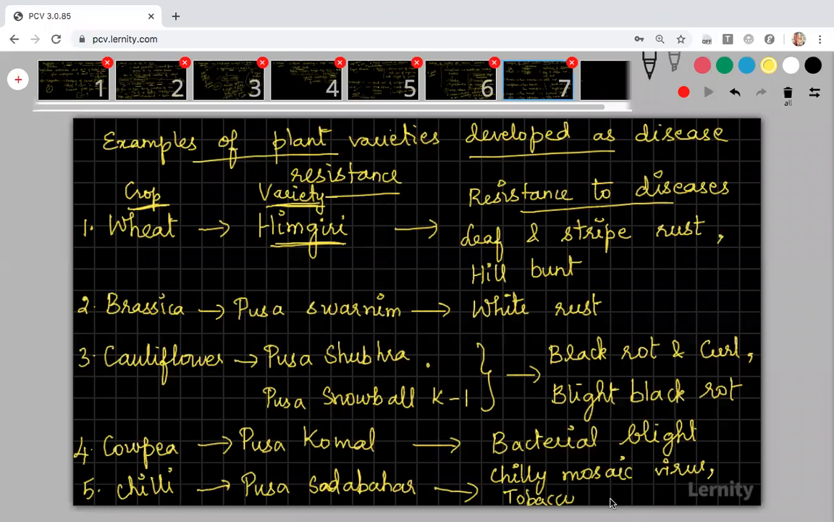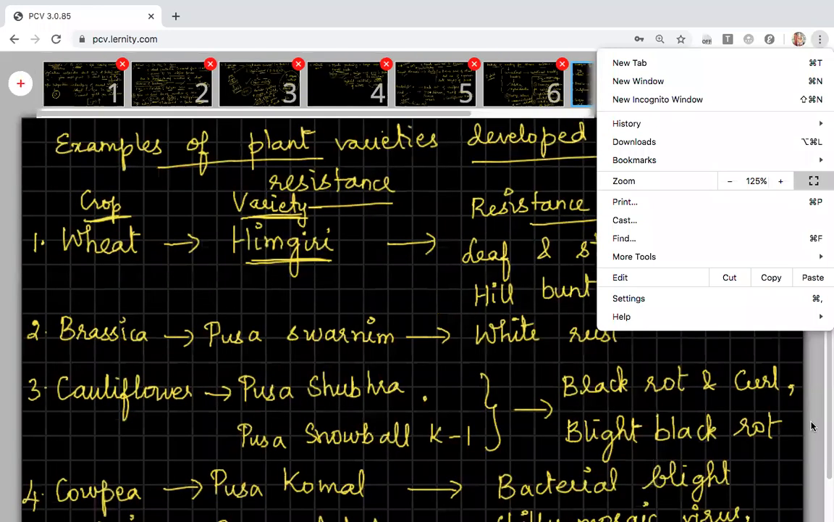Don't think that tobacco mosaic virus causes disease only in tobacco plants. It causes disease in other plants also. So chili mosaic virus, tobacco mosaic virus: this variety is resistant against these two diseases. Okay. Now let me zoom and show you this slide so that you can copy it properly.